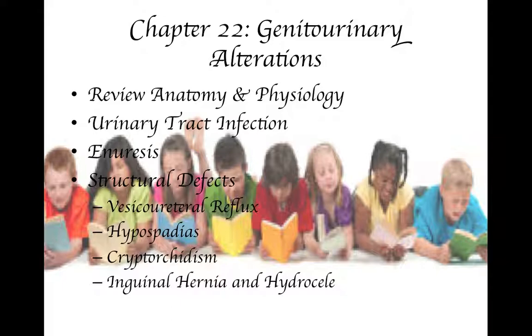Associated conditions include chordee, or a downward curvature of the penis, and an incomplete foreskin, undescended testicles, and an inguinal hernia. In some cases, the urinary stream may be deflected downward, secondary to the ventral position of the meatus. Diagnosis is, of course, made on physical examination. Treatment involves surgical correction of the chordee and placement of the urethral meatus to the tip of the penis.